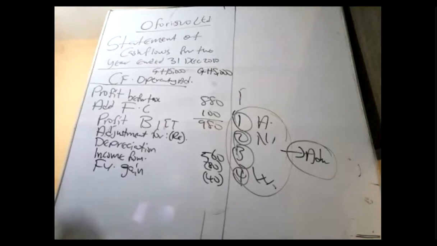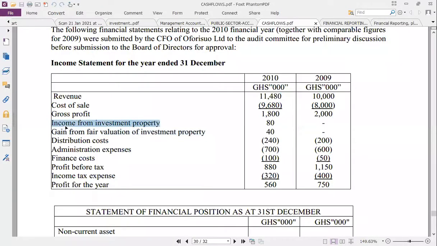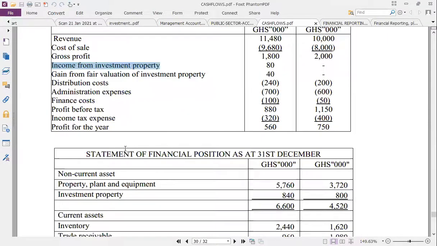Now let's go to the next item. When you check your P&L and you are done with all the items that you can externally see, fine, that one you are done. But internally, some of the items we can't see.